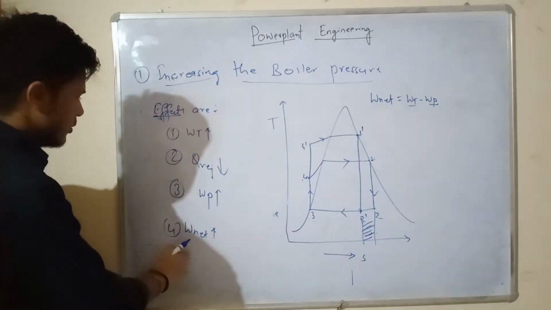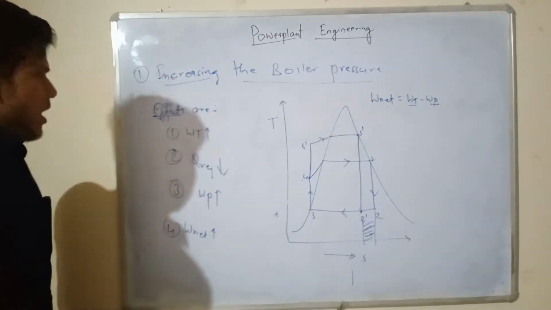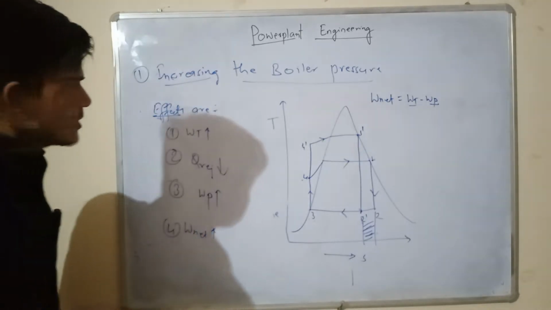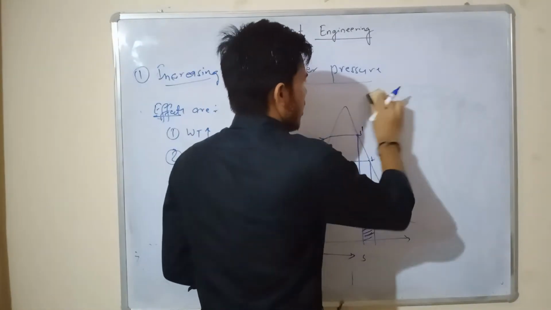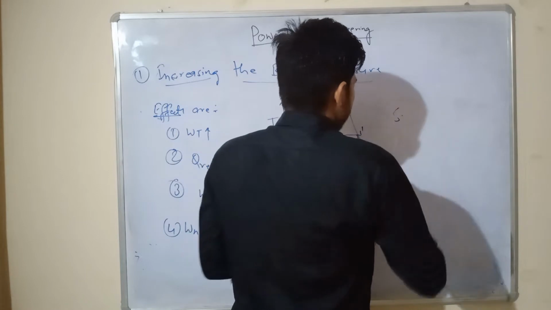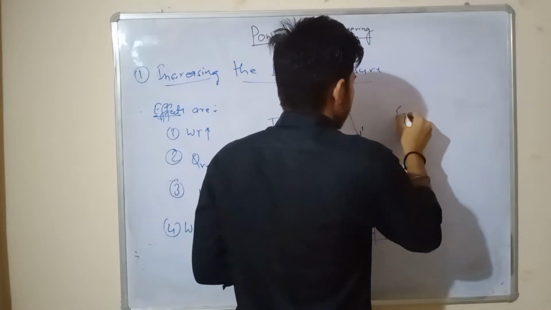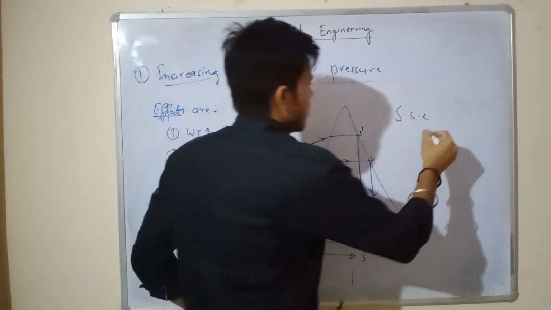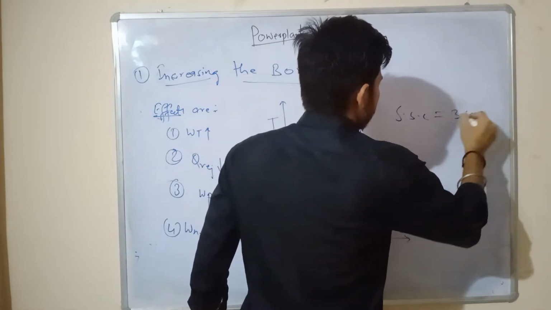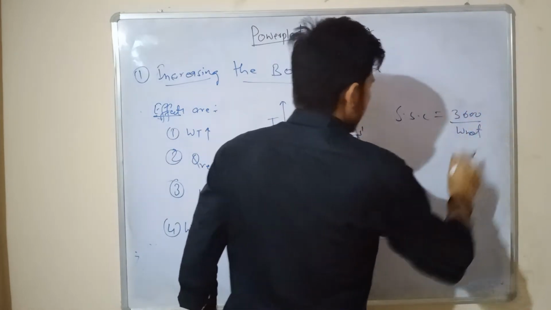So that's why W net also increases. If W net increases, then what will happen? We already know that SSC is what? Specific steam consumption. Specific steam consumption is 3600 by W net, right?